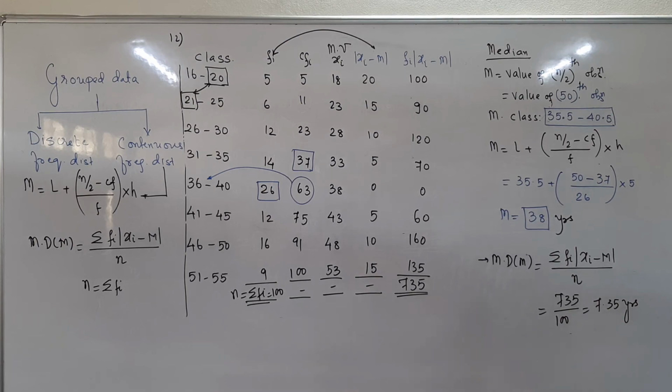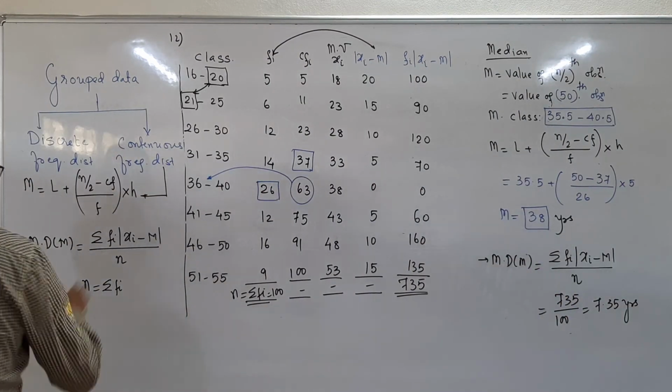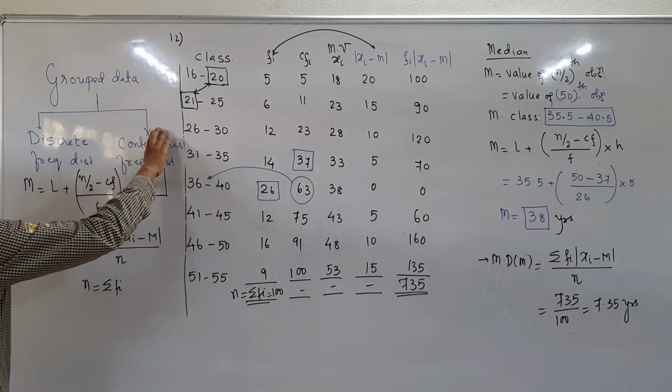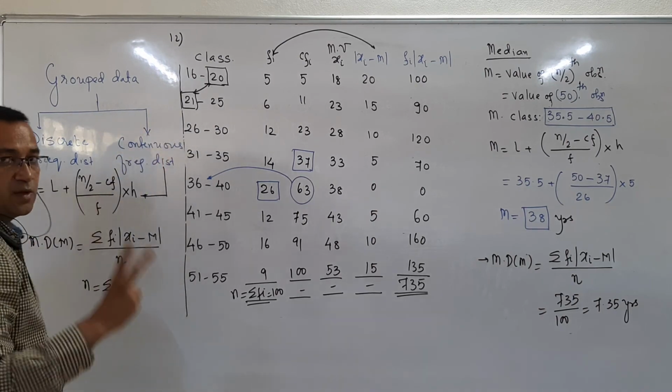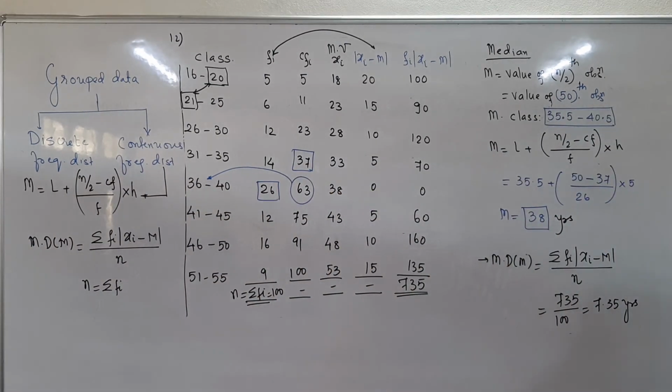I am not going into much detail, but it is quite interesting for you to know that in continuous frequency distribution, again we have two types: one is inclusive, the other is exclusive. The example of inclusive is sum number 12, where the gap is there between the upper limit of a class and the lower limit of the next class. For exclusive, students, there is no gap between the upper limit of a class and the lower limit of the next class.